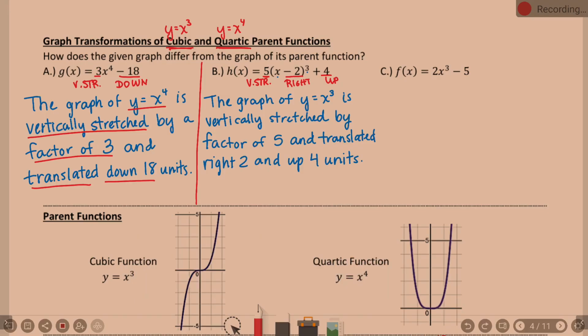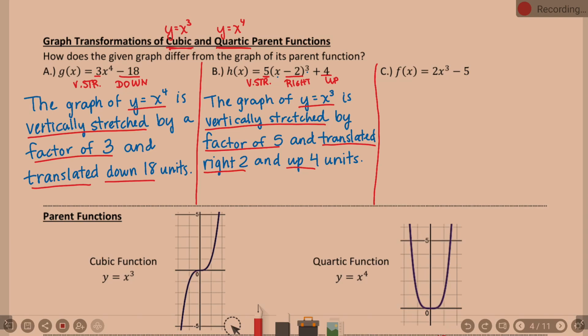Okay, key pieces. State that it's y equals x cubed. It's a vertical stretch, not just a stretch, but a vertical stretch. What factor is it? 5. The fact that it goes right 2 up 4. Do use a verb there. I like translated, but shifted, moved. Don't just tell me it goes right 2 up 4. Use some kind of verb.